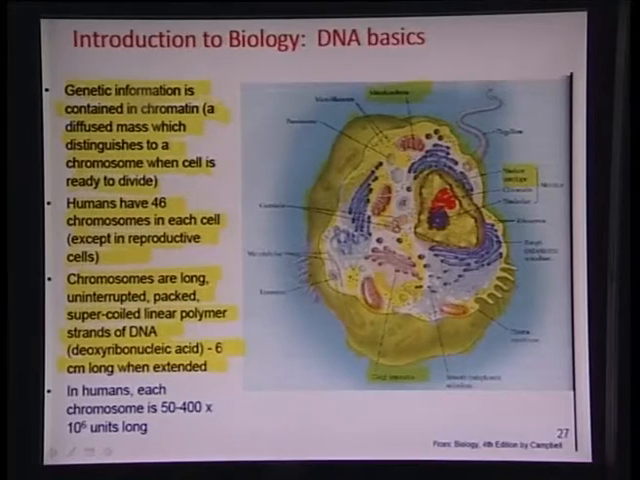So in humans, each chromosome is about 50 to 400 times 10 to the power of 6 units long. By unit I mean base pair. So this is about how much you will have in one chromosome in terms of the different base pairs on a DNA. There are about 4 times 10 to the power of 6 units or base pairs on one chromosome. If you consider the whole DNA, spread it out and see how many base pairs are there, it is as high as 4 times 10 to the power of 6. So this is the kind of number of molecules which you are packing into this small an area.